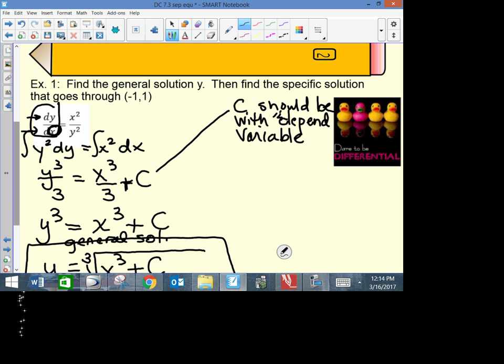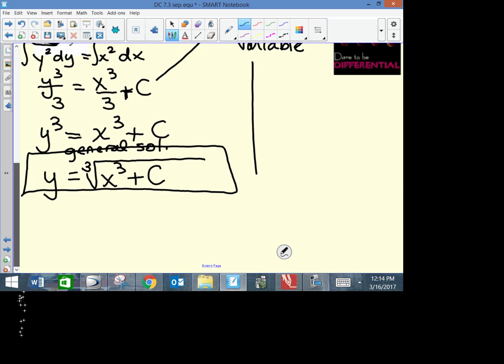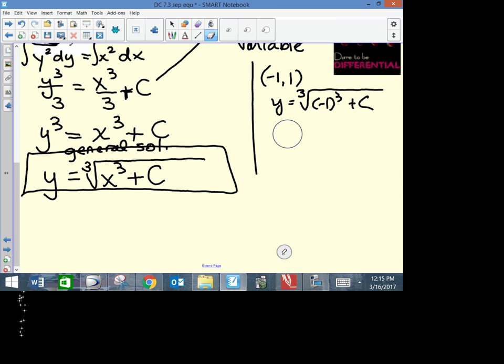But that piece, we did that like from here down already. Remember that piece from 7-1? We just didn't go from there to there. So that's the only difference. All right. Our specific solution is (-1, 1). So we're going to find our C by plugging in (-1, 1). So y equals the cube root of (-1) cubed plus C, and y is what? 1. Okay. So you're trying to find C. What's the first thing you're going to do?